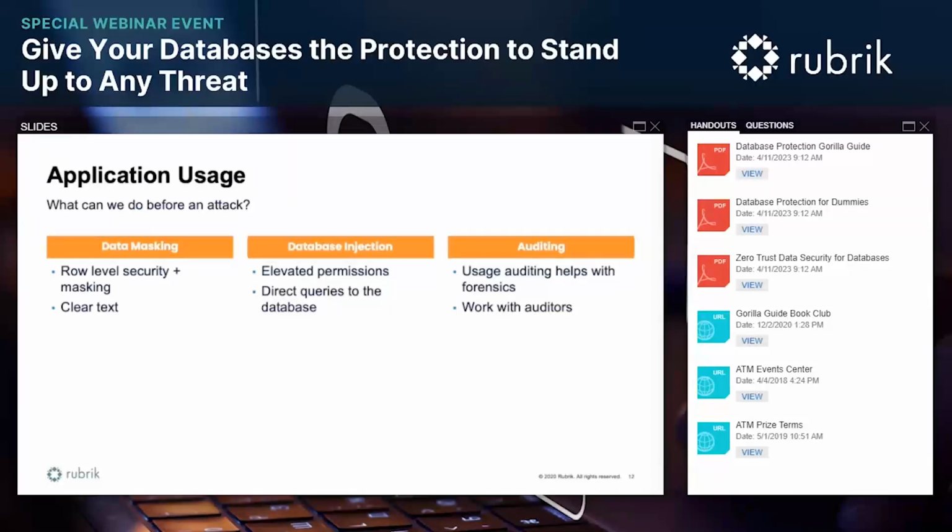And probably the biggest thing that you want to be looking at is auditing. So usage auditing from an application side is going to be critical, because that's going to help with forensics in the event something bad happens.